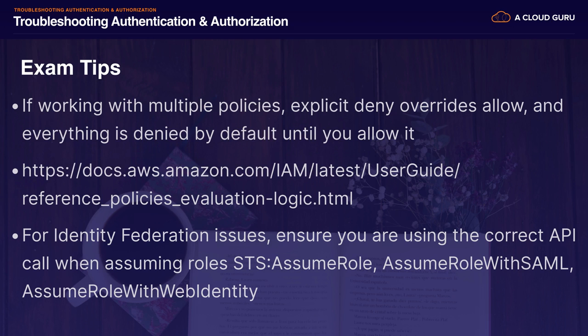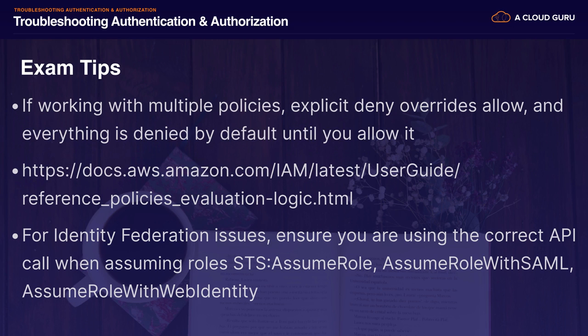So let's move on to our exam tips. Just remember that if you are working with multiple policies, so S3 bucket policies, access control lists, identity access management policies, key policies, etc., an explicit deny will always override any allow. And also everything is denied by default until you go ahead and allow it. And there's also a really good in-depth discussion of policy evaluation logic in the identity access management documentation. And this is definitely worth reading before you take the exam. And I've included a link to this page in the resources section of the course.